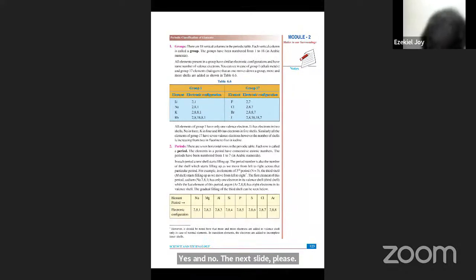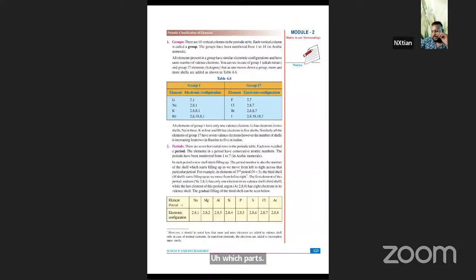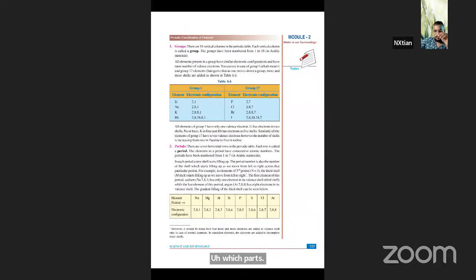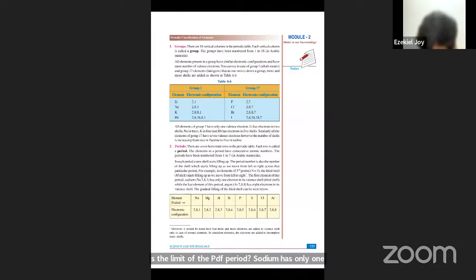The first element of the period, sodium, has only 1 electron in its valence shell, while the last element of this period, argon, has 8 electrons in its valence shell. The gradual filling of the third shell can be seen below.